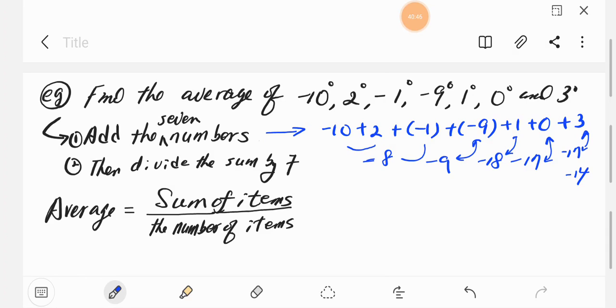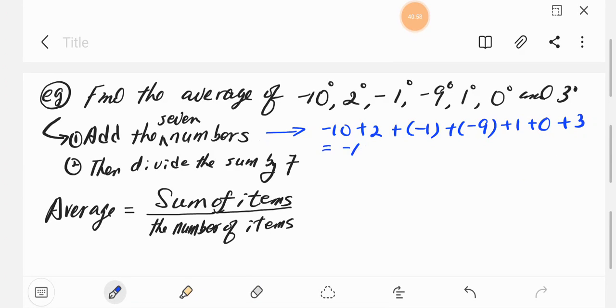So why don't I just erase it? You don't need it, right? You already know how to add these numbers. So the result is negative 14. For this one, we would divide the sum by 7. This is the average. So the sum is negative 14, and this number is divided by how many temperatures? 7, right?